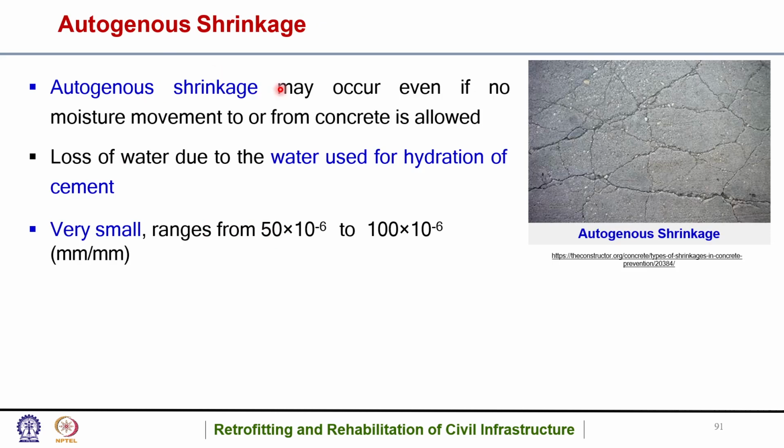So what is autogenous shrinkage? It occurs when there is loss of water due to the water used for hydration of cement. When the cement hydration occurs and it needs water, that water is taken from other places. So that results in autogenous shrinkage. It may occur even if no moisture movement from concrete is allowed, and it is very small. It ranges from 50 into 10 to the power minus 6 to 100 into 10 to the power minus 6 strain value. And this is an example.